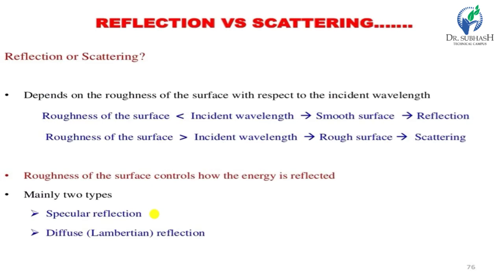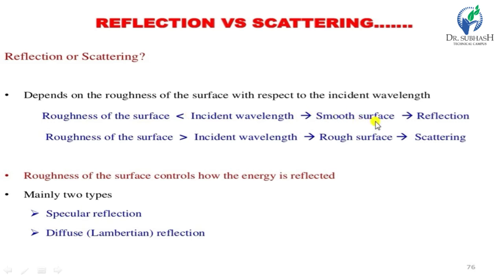Now we are seeing the next difference, reflection versus scattering. What is reflection and what is scattering? Reflection and scattering depend on the roughness of the surface with respect to the incident wavelength. In the next two sentences we are seeing that if the roughness of the surface is lesser, the incident wave energy is more.